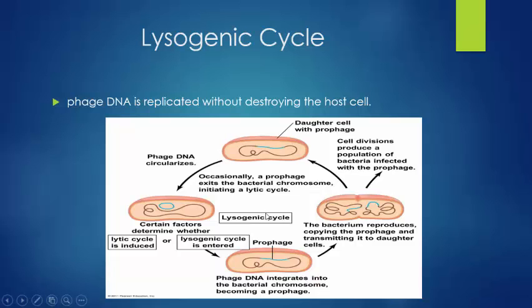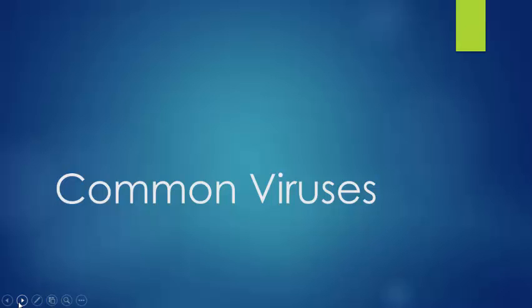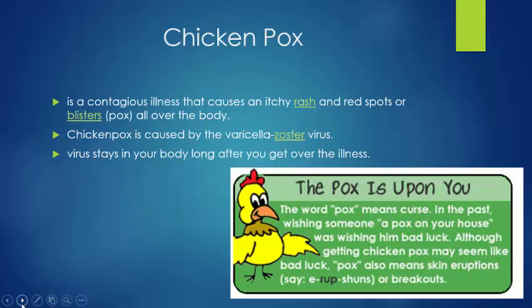I will now transition on to what four common viruses are. There are many different types of viruses in the world, but these next ones are common viruses that we have heard of or maybe even experienced throughout our lives. The first is what we all know as chickenpox. Chickenpox or varicella is a contagious illness that causes an itchy rash and red spots or blisters, which are called pox, all over the body.